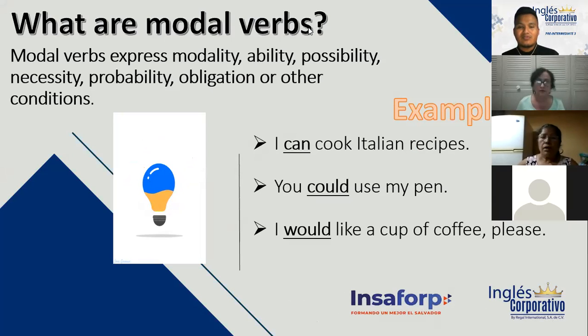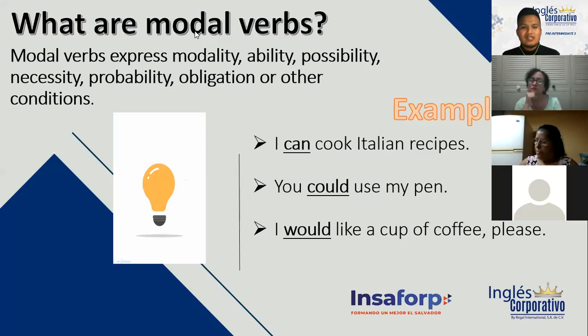We have three examples over there. The first one says, I can cook Italian recipes. As you can see, the modal verb we have is can. Later on, we will see how this modal verb works, whether it is giving me obligation, possibility, a necessity, or a condition. Later on, we will find out, okay? But right now, this is just general information to introduce the modal verbs.